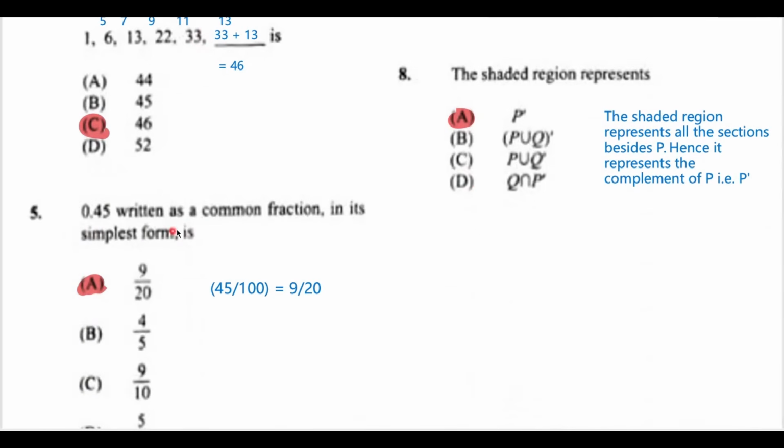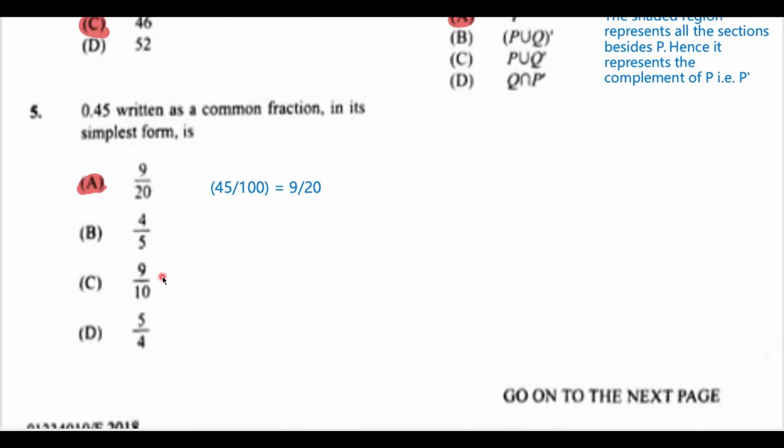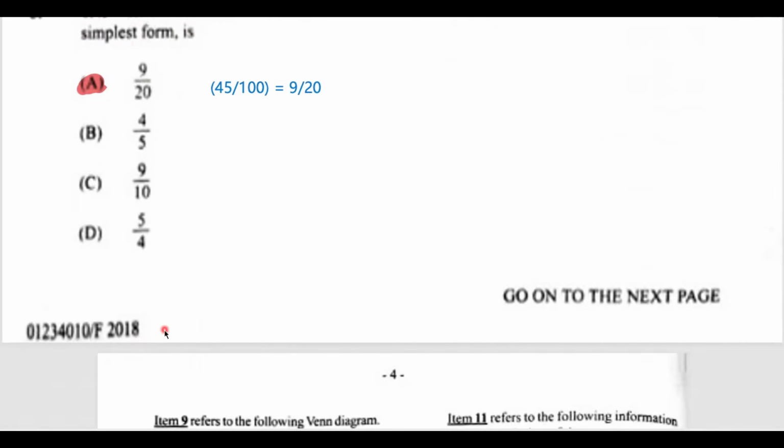Number 5, 0.45 written as a common fraction in its lowest form is, essentially just say the 45, put it over 100, because you know it's 2 decimal places, and we can say 5 into 45 is 9, 5 into 100 is 20. Simple, you know, A.